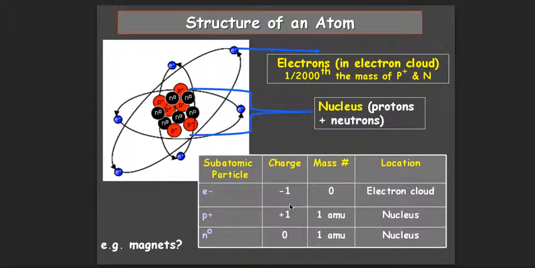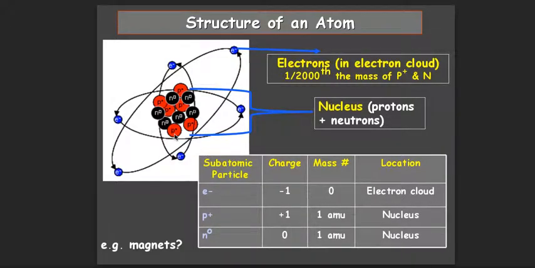That's to indicate that it has a -1 charge and its mass is 0, because the electrons are so small that their mass is negligible. We just put that as a 0 mass. They're not heavy enough to count as anything. And you find them in the electron cloud. So this is the electrons.